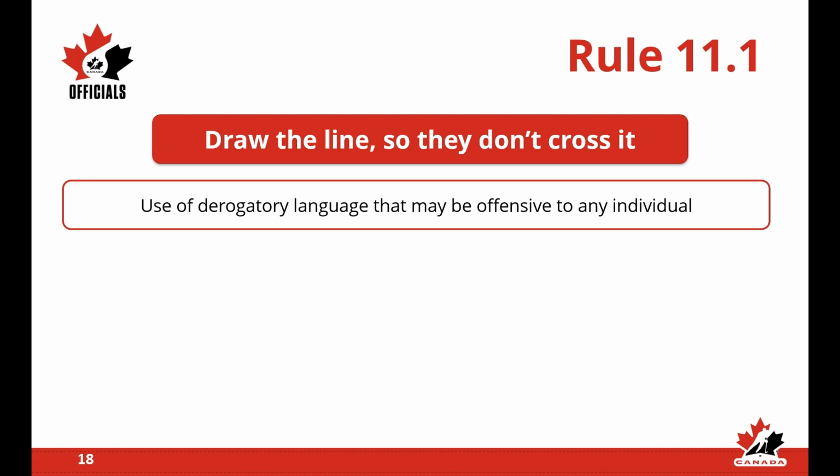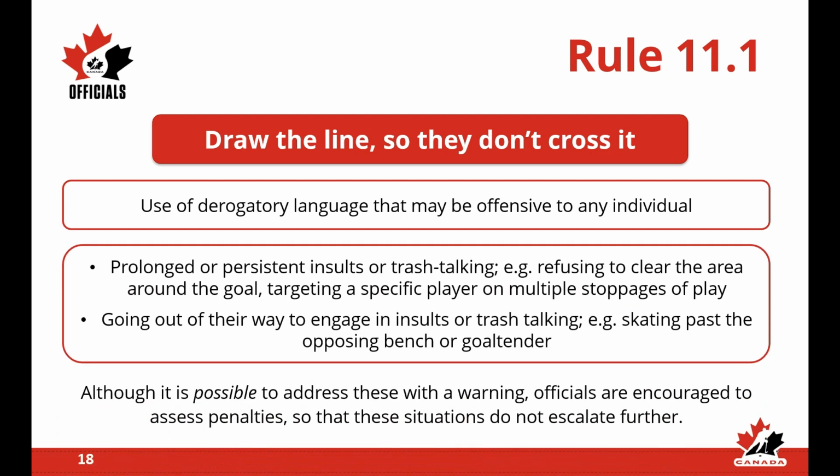Looking at our next one: use of derogatory language that may be offensive to any individual. So this may be prolonged or persistent insults or trash talking. So for example, refusing to clear the area around the goal, targeting a specific player on multiple stoppages of play, going out of their way to engage in insults or trash talking, skating past the opposing bench or goaltender. And so although it is possible again to address these with a warning, officials are encouraged to assess penalties so that these situations do not escalate further.